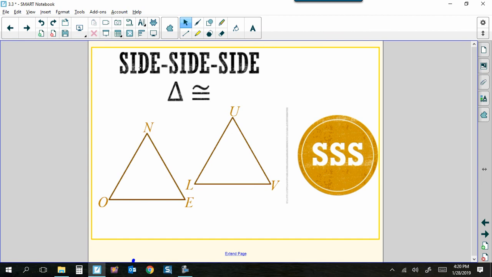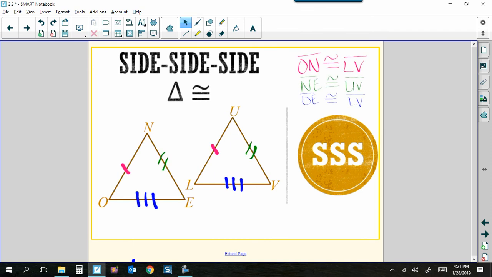So most often you can write it out as side, side, side, but you can also and will see it abbreviated as SSS. I went ahead and also gave you two triangles. I have the letters for the vertices ONE and LUV. If we are going to use this criteria, then you would have something like this, where you know side ON is congruent to side LV. You would need to know that NE is congruent to UV, and you would lastly need to know that OE is congruent to LV.